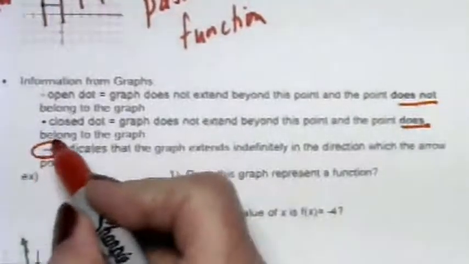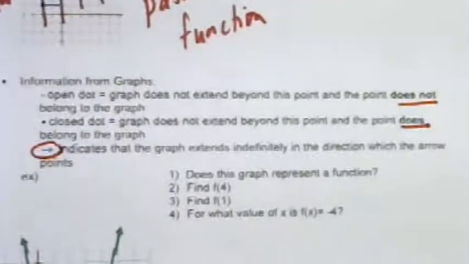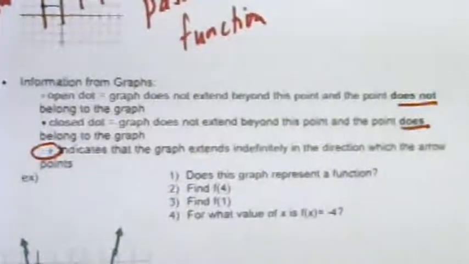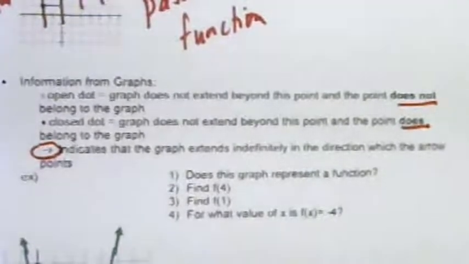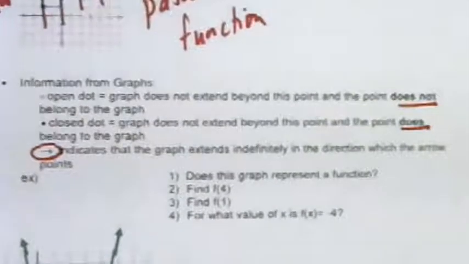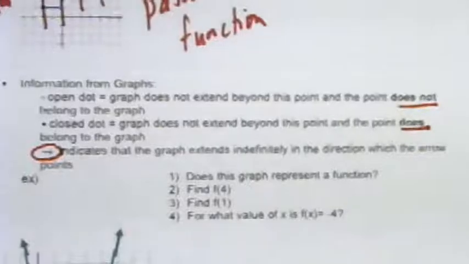Now an arrow on our graph says that our graph does not stop. It goes on indefinitely in the direction the arrow points. It might look to us like the graph stops because the paper or the board is limited, but in reality, it would go on forever.